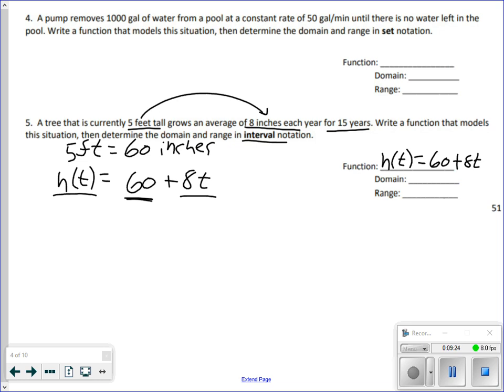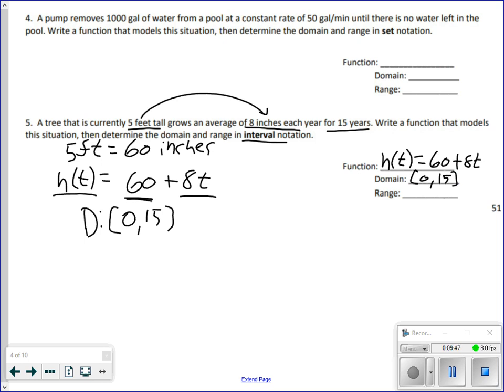So we wrote our function, and now we're going to figure out our domain and range in interval notation. So the domain and the range. The domain, that's going to be time. Remember, domain will always be time. So in this case, we start at 0 time, at 0 years, and we go up to 15. So our domain in interval notation is 0 to 15.